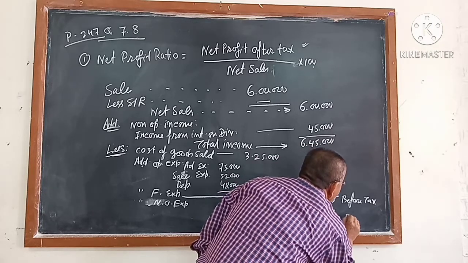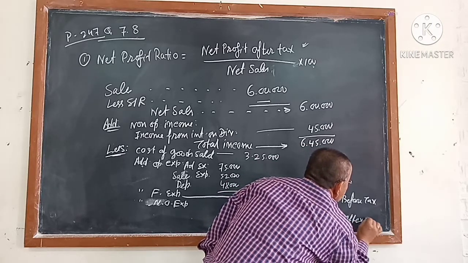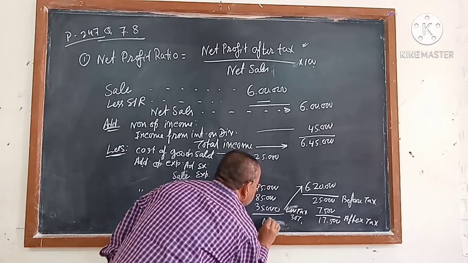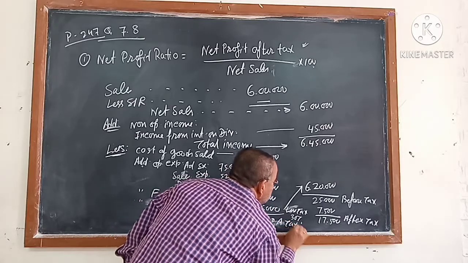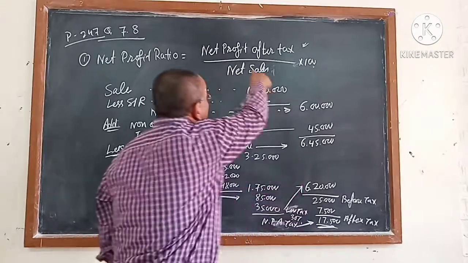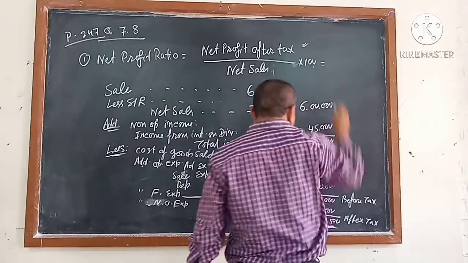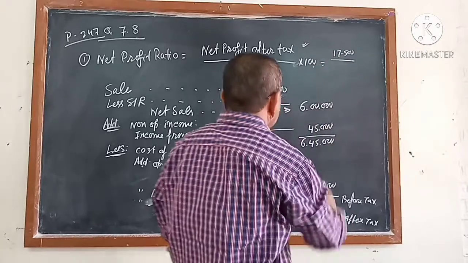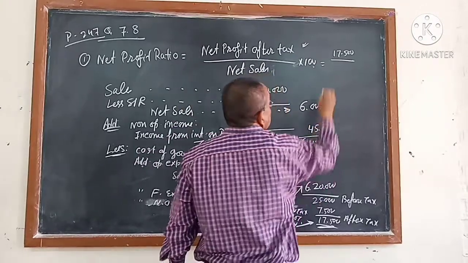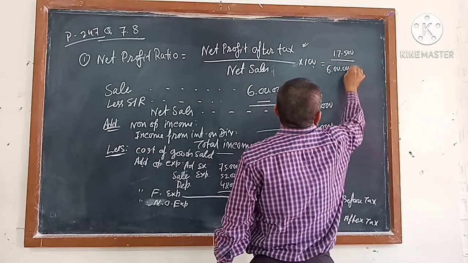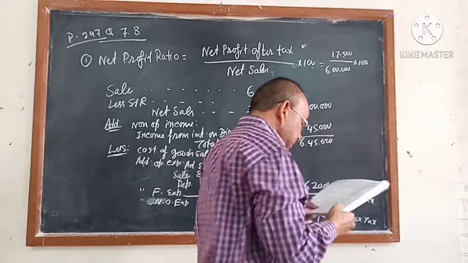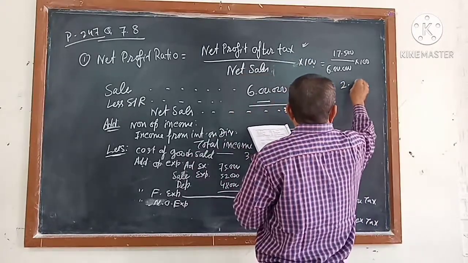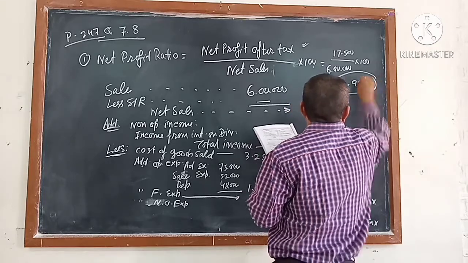That is called after tax profit. This is called net profit after tax. I am writing here net profit after tax. This we have to find out. Now we have to apply it here. That is how much we are getting? 17,500 divided by it. Net sales is how much? Net sales is 6 lakh. 6 lakh multiplied by 100. 17,500, 6 lakh multiplied by 100, which is coming 2.92%. This is your answer.